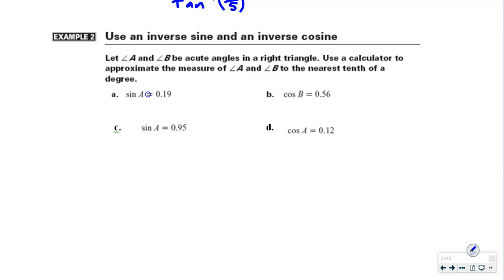So the inverse sine of this, 0.19. So when you punch that, and then we want to round to the nearest tenth. So inverse sine, 0.19. Oh, just inverse sine, and then punch in 0.19. You don't have to do times. And we should get 10.95, which will round up to 11. So measure of angle A equals 11 degrees.